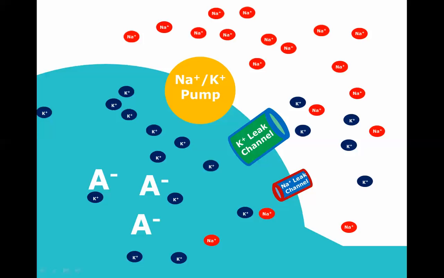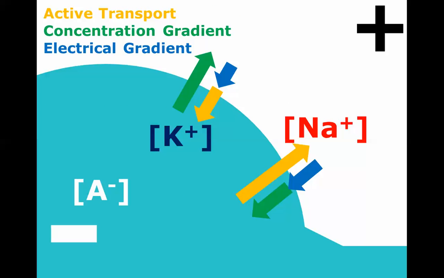So we set up a situation where we've got 3 gradients going on right now. There's a potassium concentration gradient because we've been pumping potassium into the cell, and that concentration gradient wants potassium to diffuse out. I've got this arrow in green. There's a sodium concentration gradient that wants sodium to diffuse in. I've got that arrow in green. We've also got active transport that's actively pumping potassium in and sodium out. But we've also generated this electrical gradient.